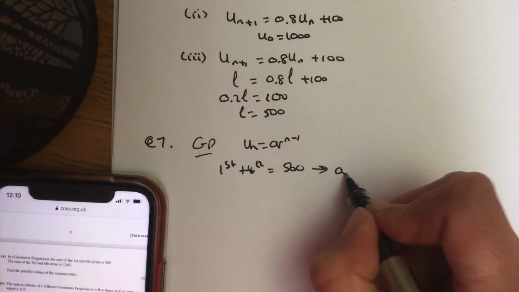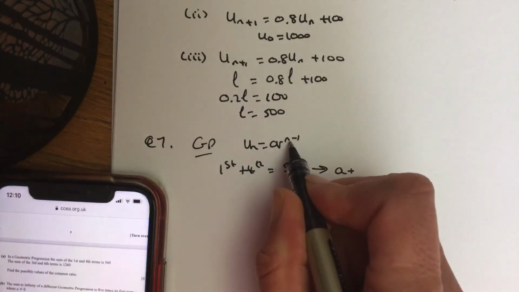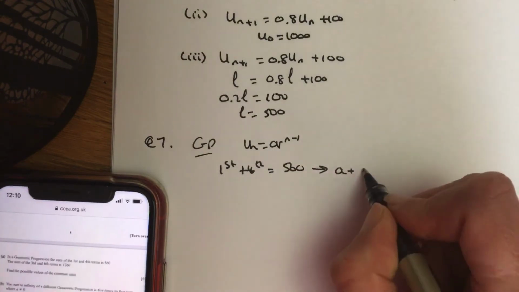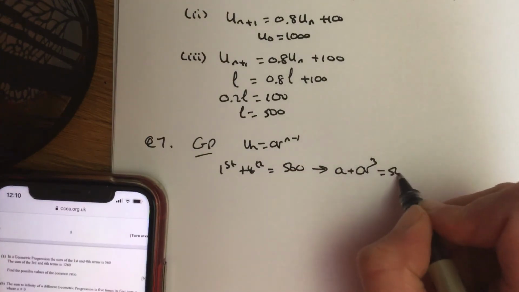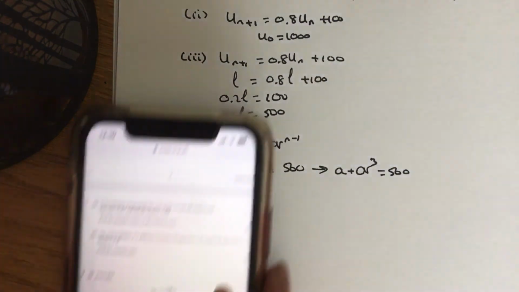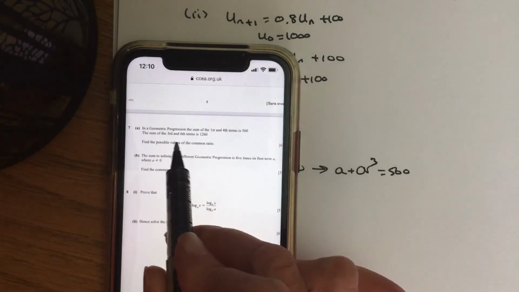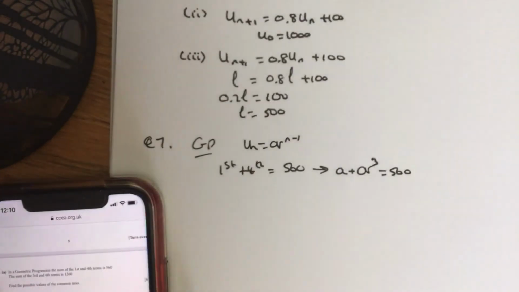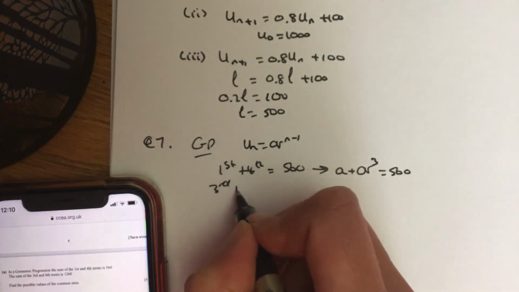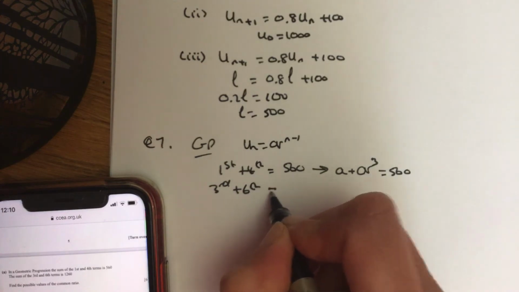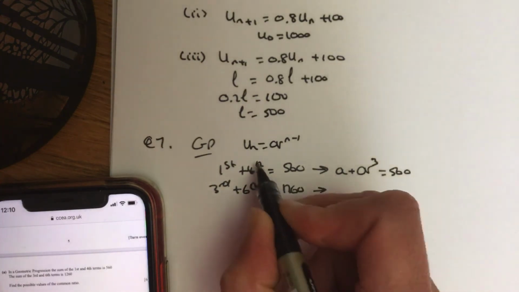The first term is obviously a. The fourth term is n equals 4. So it's ar³ equals 560. If we go back to the question, you're told there that the sum of the third and the sixth terms is 1260. So the third plus the sixth is 1260. So let's just plug that in here.